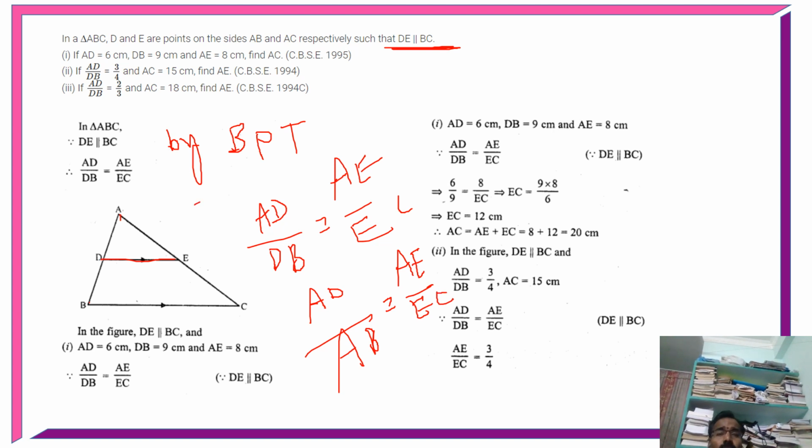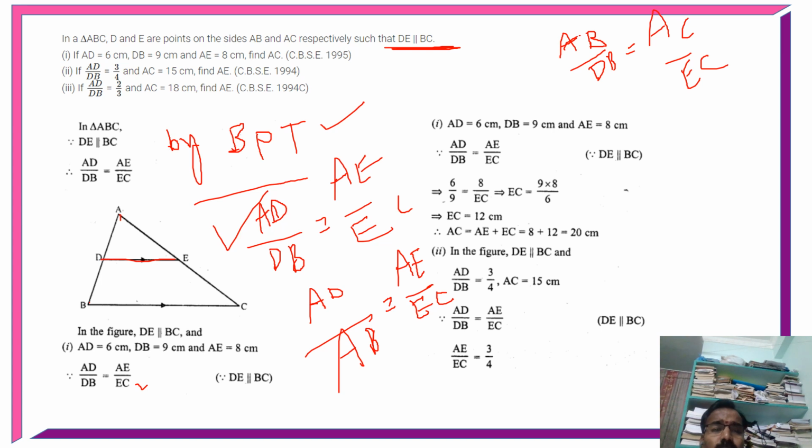But everything is based on the basic proportionality theorem. One more result is AB by DB equals AC by EC, same Thales theorem or basic proportionality theorem, but these are results, the other results being corollaries. So here, what is given? AD value is given, DB value is given, AE value is given. We need to find EC. So we will use the first result.